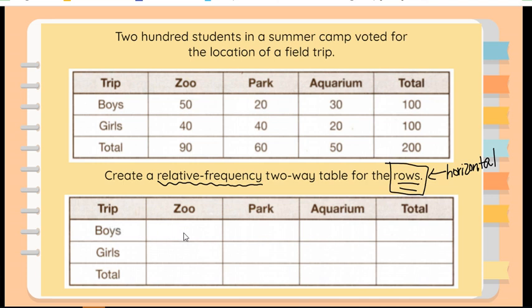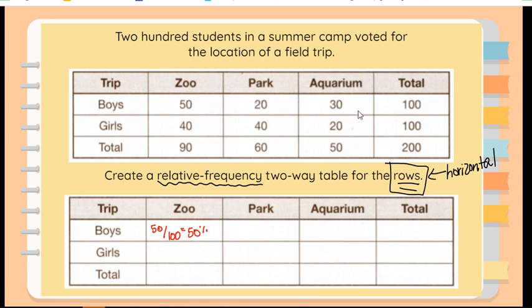All right, how many boys voted for zoo? That would be 50, so that's my numerator. Out of, what's my row total? What's the total of boys in this column? Well, the total of boys, I've got to come up here, is 100. So my denominator for all of these fractions is going to be out of 100 because you're just looking at the boys row. So 50 out of 100, which will be 50%.